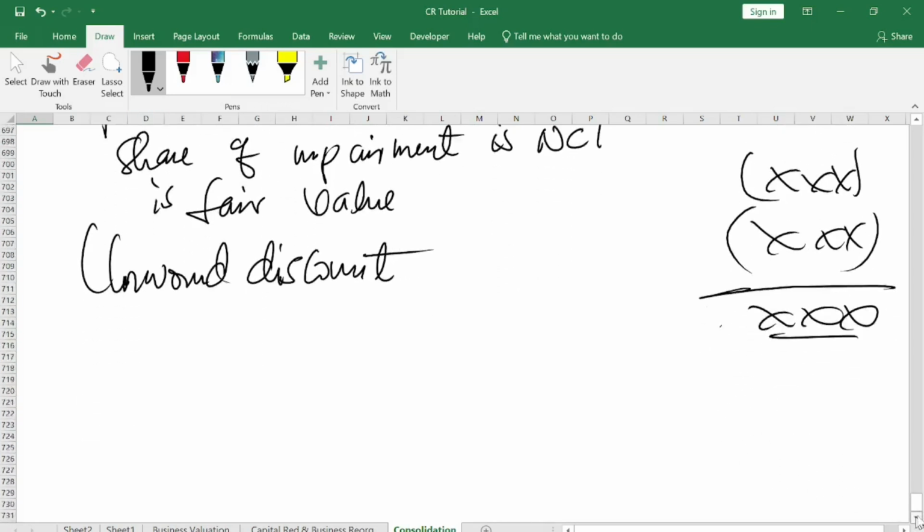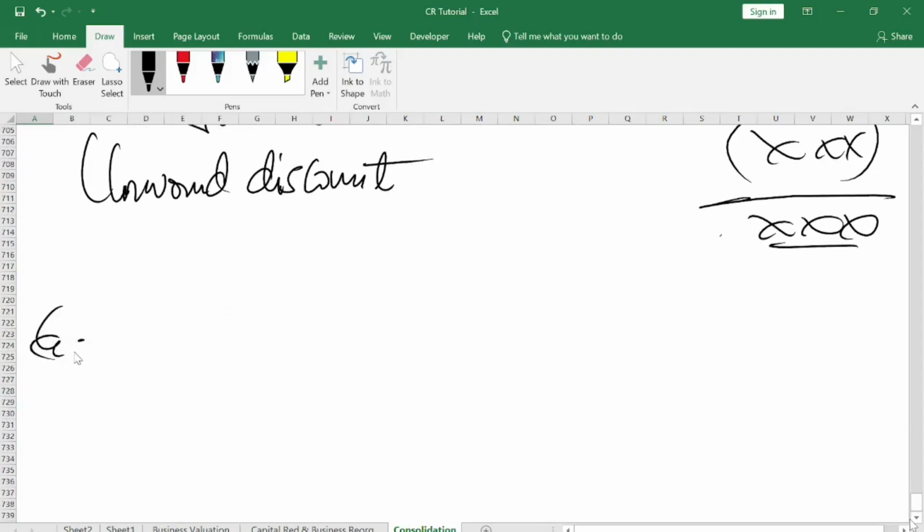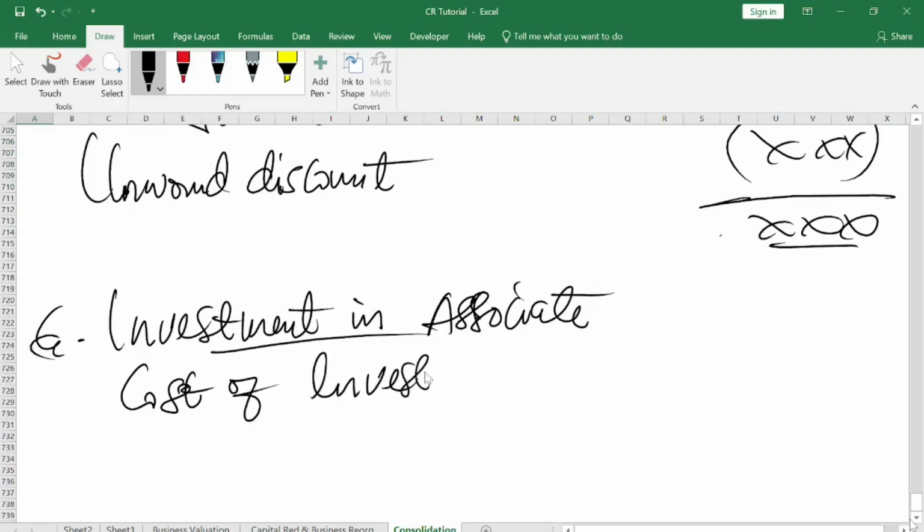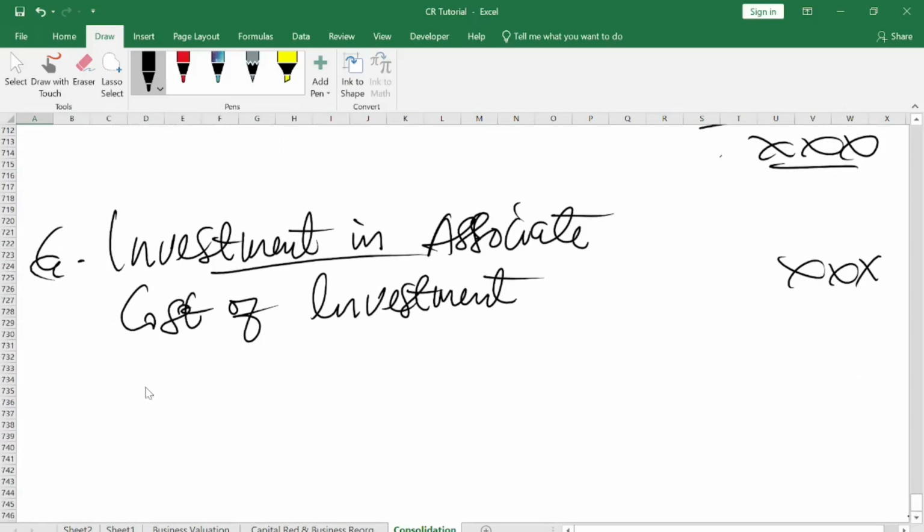And then finally 6. Maybe it is an associate. So you have investment in associate. How much did you invest in the associate? That's what we call cost of investment. Maybe you invested in a company you don't control. It's just our investment in that company. If there is share of post acquisition profit between the parent and associate company, that's what we call post acquisition profit. They will come and share it. You understand? So you share that one.